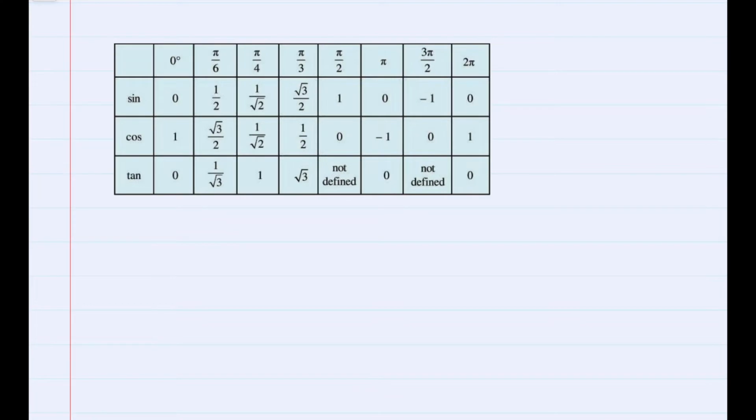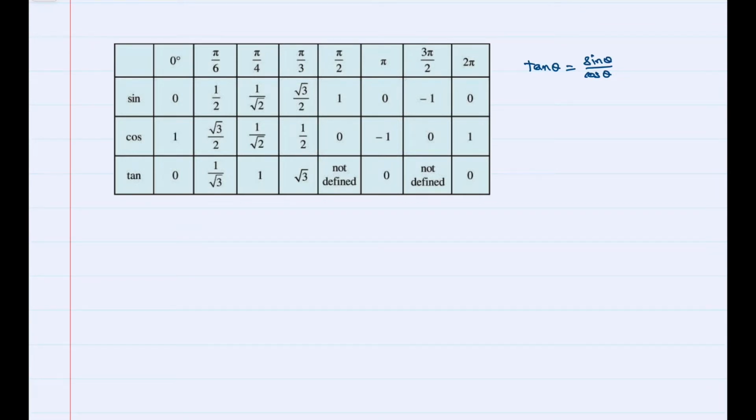We have to be thorough with these values. We already know the values for pi by 6, pi by 4 and pi by 3, and now we have learnt the trigonometric ratios for quadrantal angles also. And we know that tan theta is sin theta over cos theta. So, by dividing these values we get tan theta value. If the denominator is 0, tan theta will be not defined.